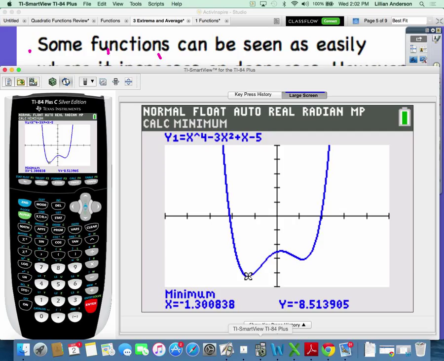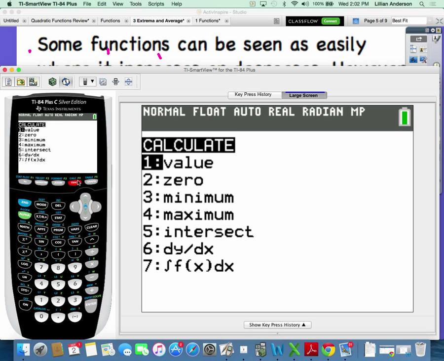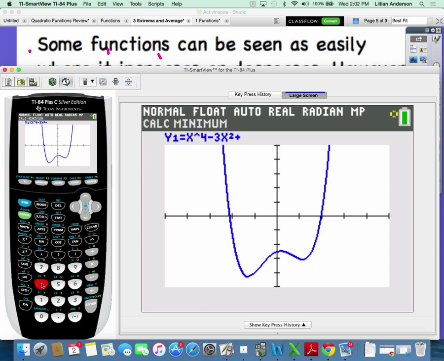We're going to do the same thing, but this time we're looking for the maximum. So how do I get back to that list? No. Second trace. Remember, y equals is where I type my function. Graph is where I see my graph. Second trace takes me to my options. So I'm looking for a maximum, so I can either press 4 or go down and click enter on 4. And it's the same process.